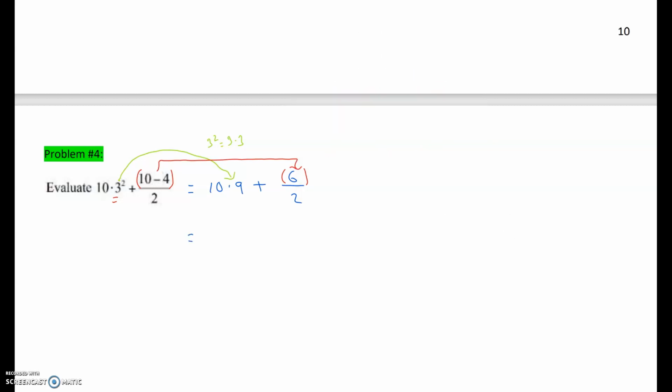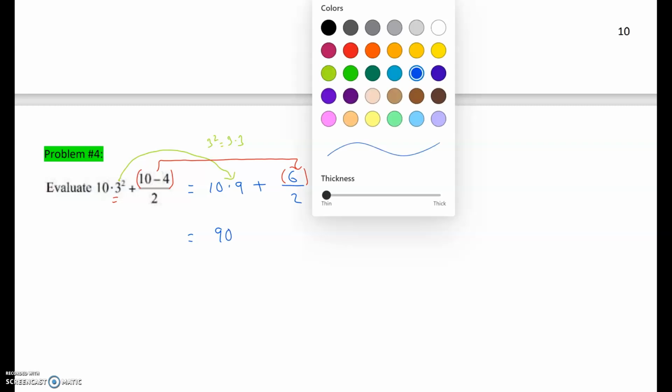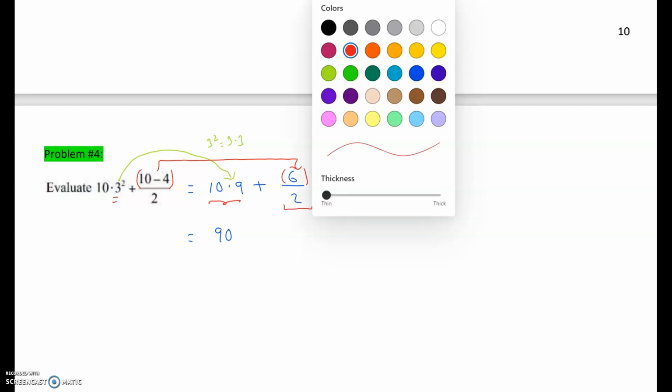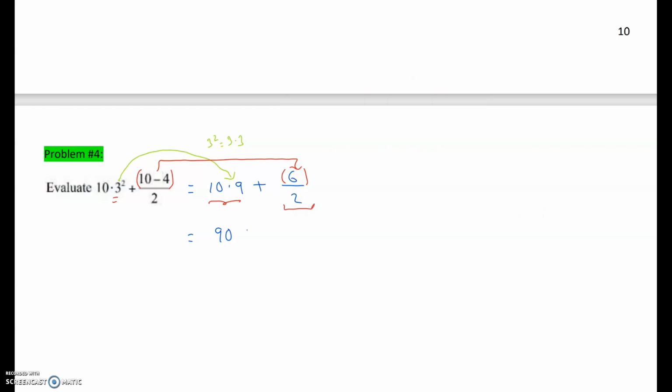And then at this point, this is going to be 90. By order of operations, this has to be done first. And then at this point, you can carry on that division. So this will be plus the value of 3. And then our final answer is going to be 93. Let me take a look again. So that's a 9, that's a 6, divided by 2 is equal to 3. Yep, 93 as a final answer.